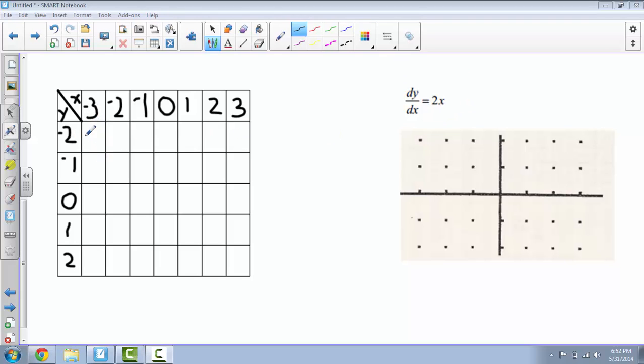By plugging in the values from this chart, you'll be given the slopes. For -3, it will be -6. For -2, it'll be -4. For -1, it'll be -2. For 0, it'll be 0. For 1, it will be 2. For 2, it will be 4. And for 3, it will be 6. These values will stay the same down the column, seeing as there are no y values in the differential equation.